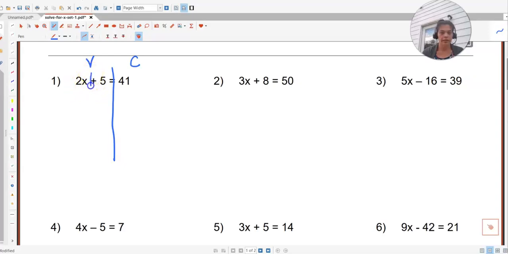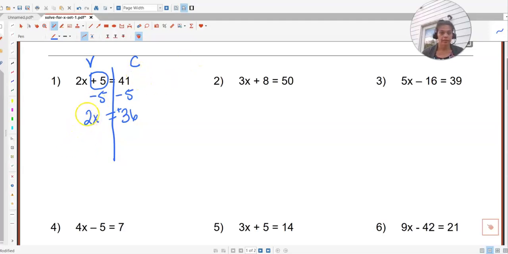So what doesn't belong? Well, I see here a positive 5 does not belong on my variable side. So I'm going to get rid of that. So what's the inverse of positive 5? It is negative 5, minus 5. What we do on one side, we do on the other. Alright, so now I have 2x equals 41 minus 5 is positive 36. Positive 36. I need you guys to get in the habit of saying positive or negative.